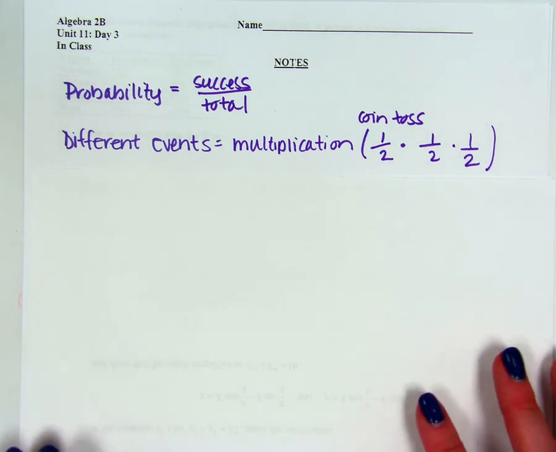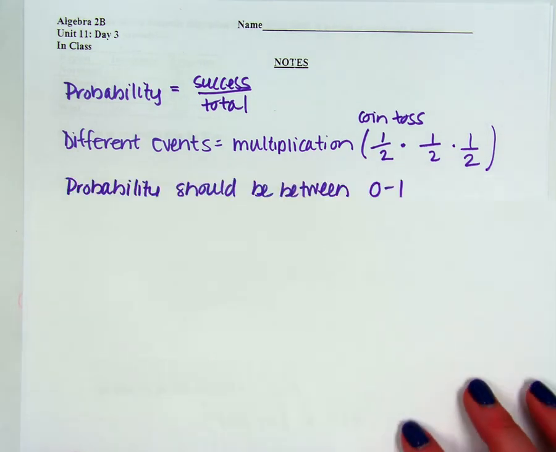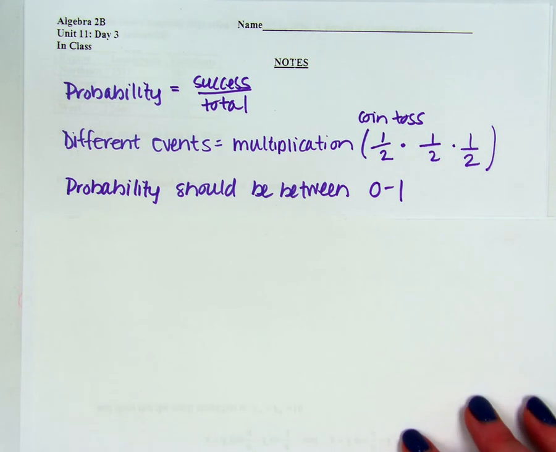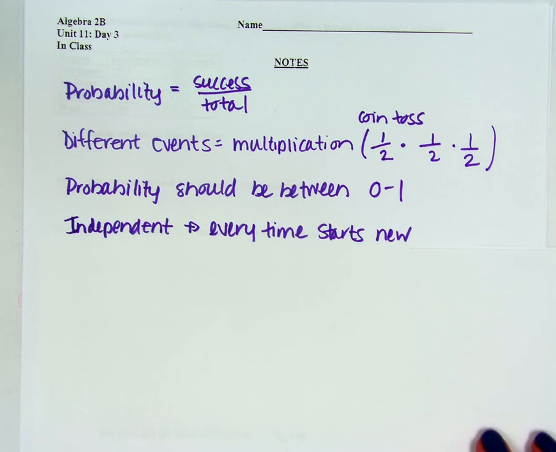Just keep in mind, we're going to talk a little bit more about that as well. With probability, your answer should always come out to be between 0 and 1. If it does not come out in that range, you need to go back and check your work again. It shouldn't be less than 0 or greater than 1.